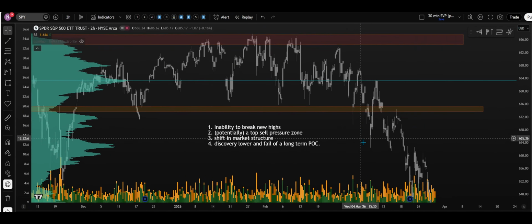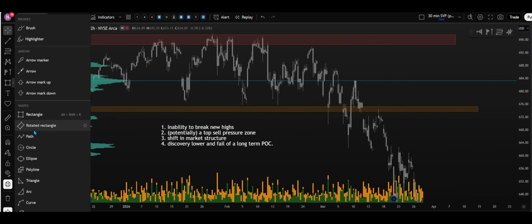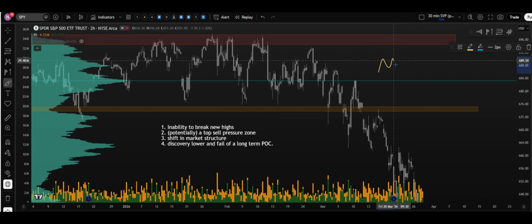This is our major discovery lower right here. Now, what is the nail in the coffin? Number 4, discovery lower and fail of a long-term point of control. Just like I showed you on a short time scale, if you have a consolidation of any duration and then price breaks down and then retests that point of control, right? There's a discovery lower, a retest of that point of control, and a fail. Likely the market is moving down out of there.